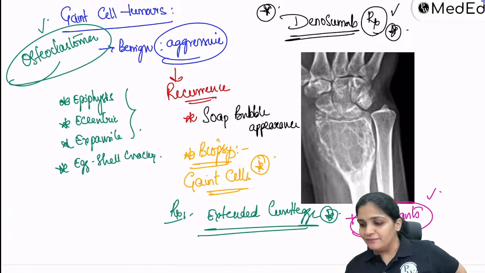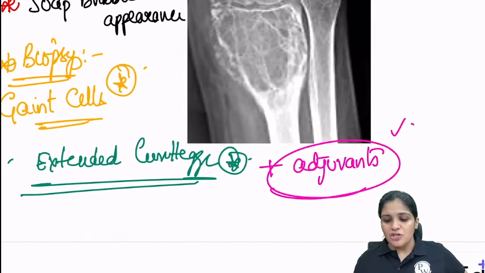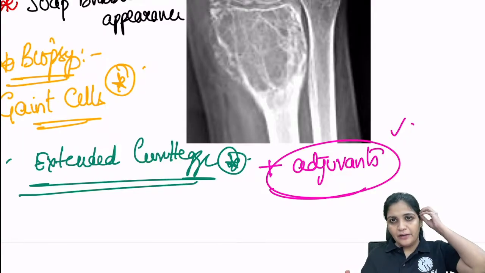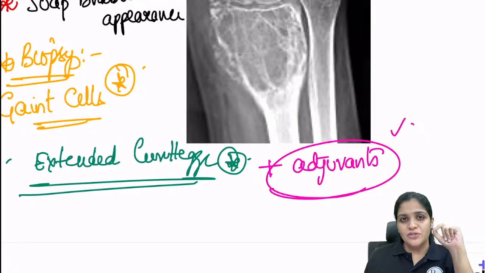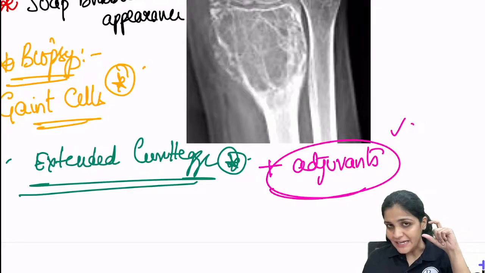Yes, and now what are the adjuvants I'm talking about? So what is the treatment for it? We told that they had been treated with denosumab, and once you finish the treatment with it, the treatment is always surgical. What you have to do is extended curettage. So what is extended curettage?